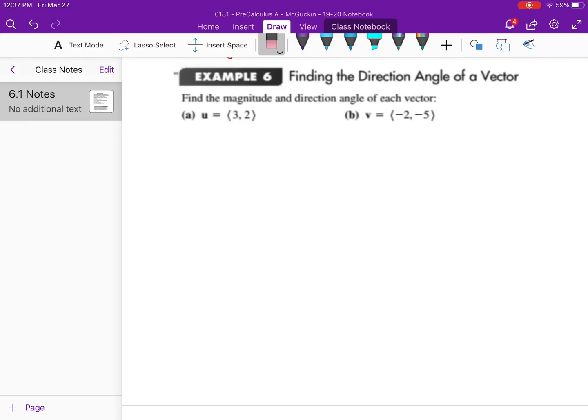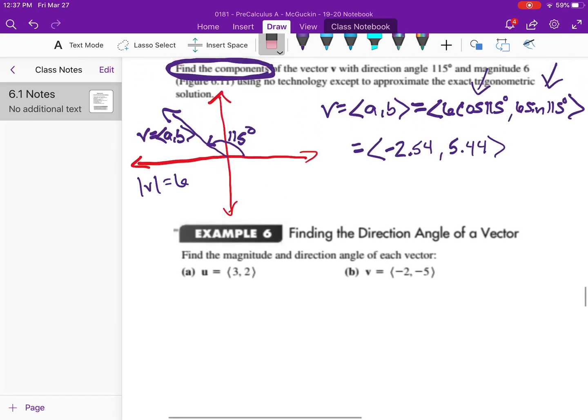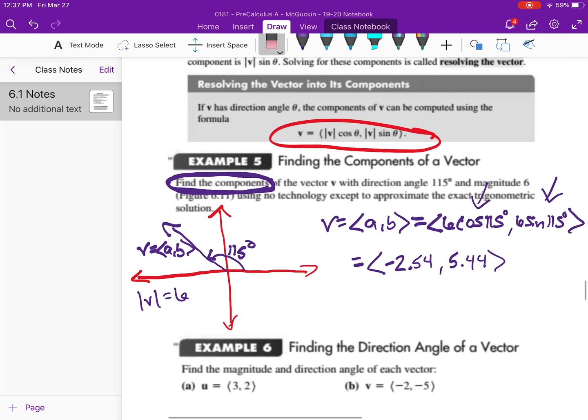Well, welcome back, ladies and gentlemen. In this video, we are going to continue our discussion on vectors. Specifically, the goal of this video is going to be able to find a direction angle of a vector, along with the magnitude as well, because we're going to have to find the magnitude to find the direction angle here.